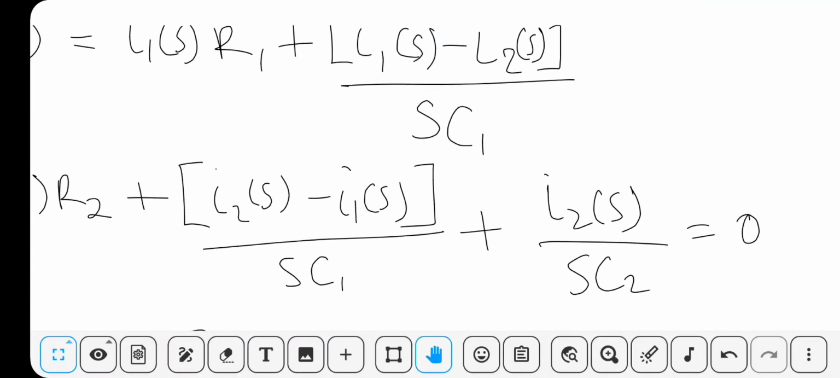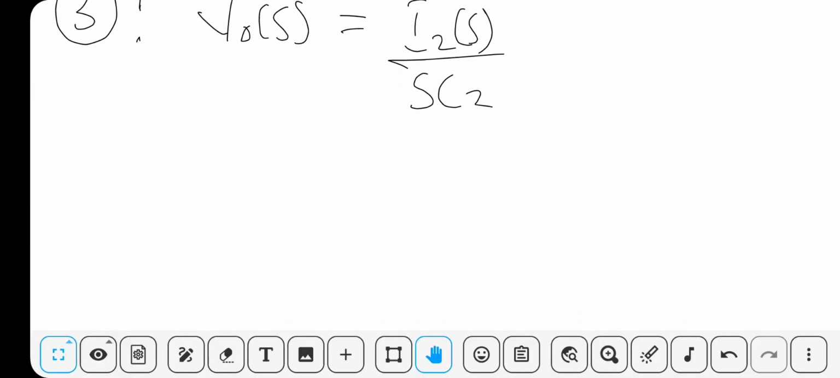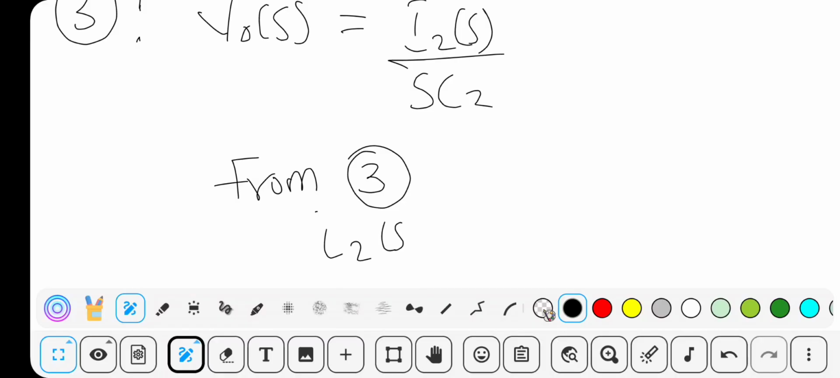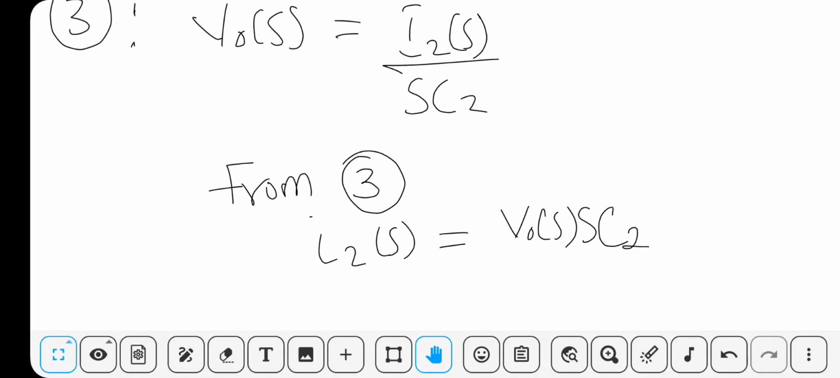So let's continue. From now, we are going to solve these three equations in order to get the transfer function, because that's what we are asked to find from the question. So from equation 3, I2 of S is equal to V naught of S times SC2. From here, cross multiplying.